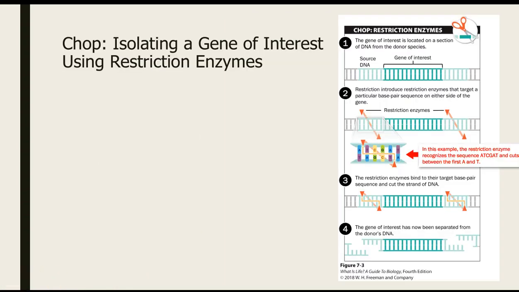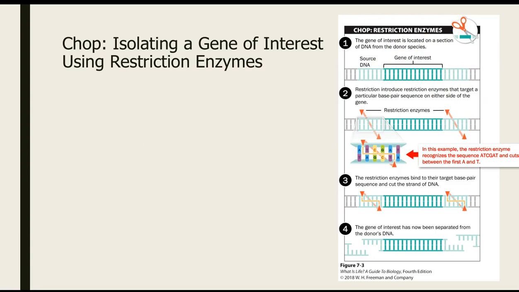Okay, so let's talk about chop. Chop requires a few steps here. The first thing that you need is restriction enzymes, also known as restriction endonucleases. And we know that anything that ends in ASE, like endonuclease, is an enzyme that does something. So we're going to chop out the DNA from a donor organism. And of course, first thing you have to do is find the gene that you want. We call that the gene of interest.